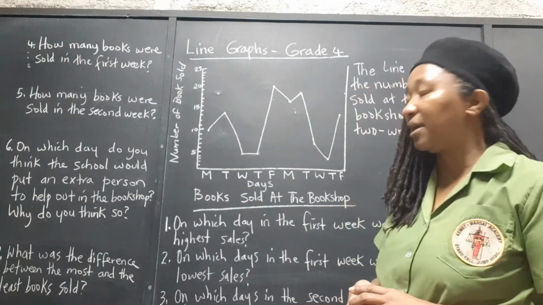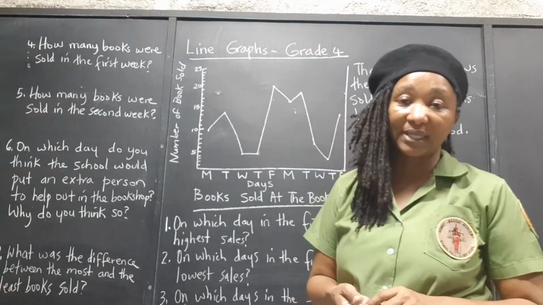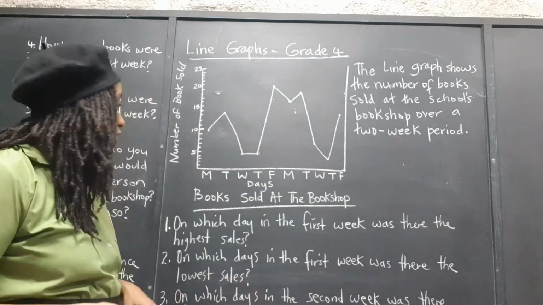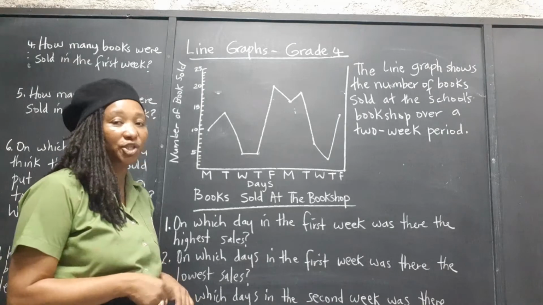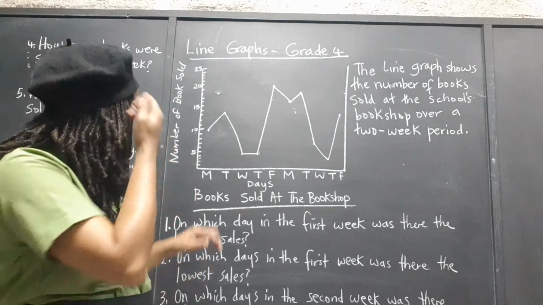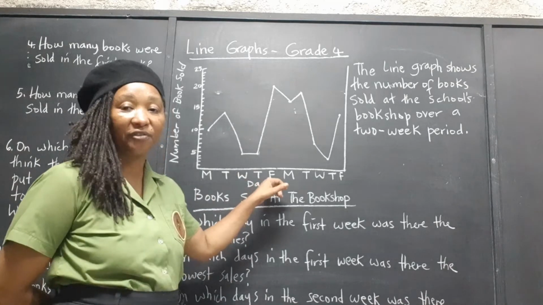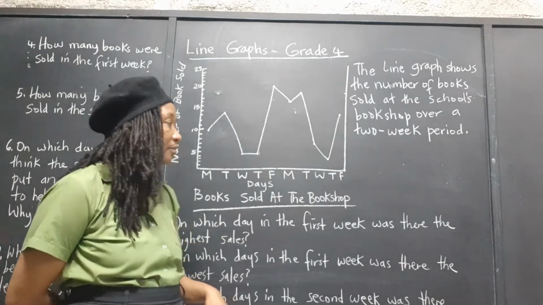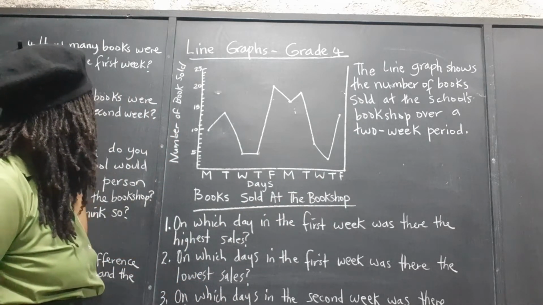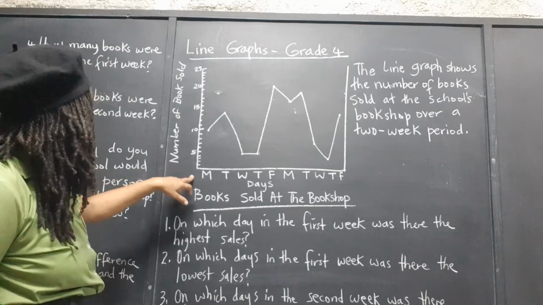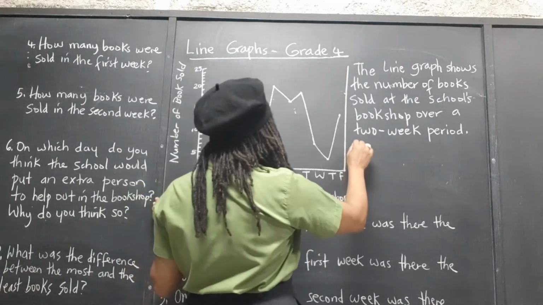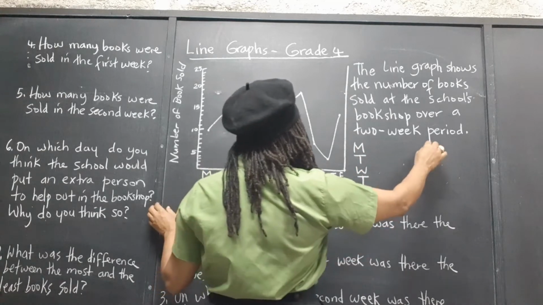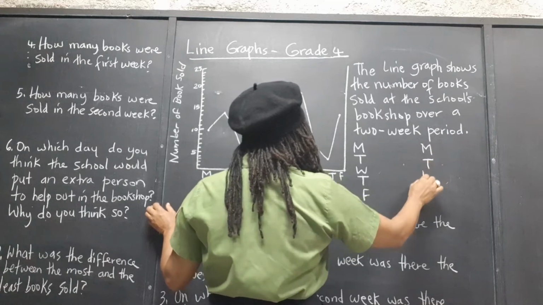Alright, so we're going to look at the line graph and we're going to answer the questions. It shows the number of books sold in the school's bookshop over a 2-week period. So from Monday to Friday for the first week, and then Monday to Friday for the second week. So the first Monday, let's write down the readings so we can have a clear picture for the 2 weeks.